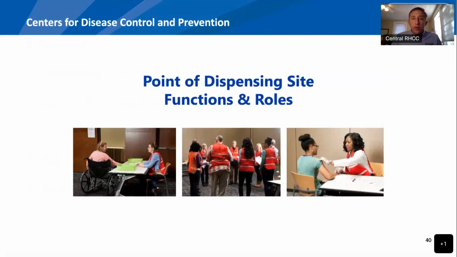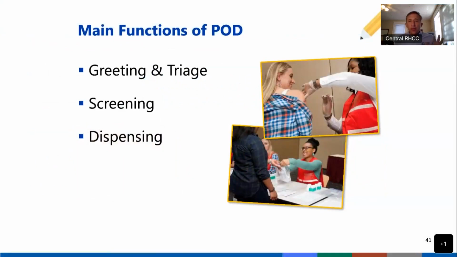All right, and next we'll go to the site functions and roles. So there are three basic parts of a pod, and you can modify these as needed depending on the nature of the emergency. But the three stages are greeting and triage, screening, and dispensing.